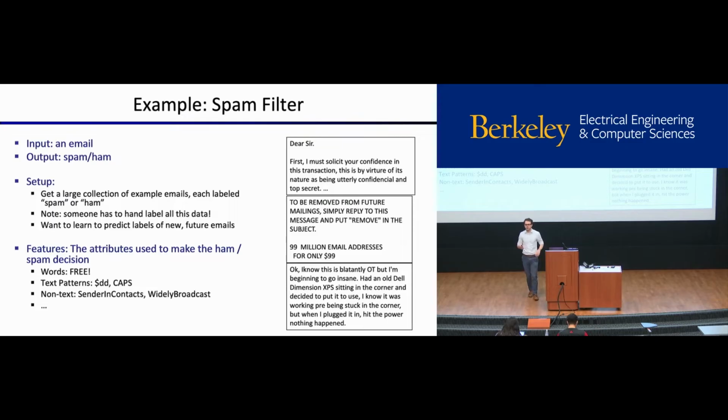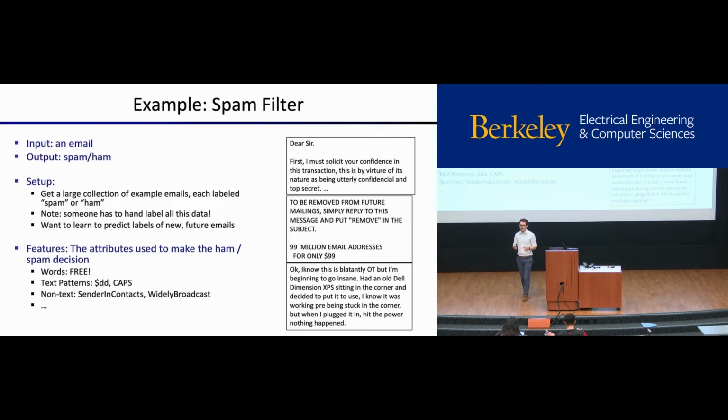So the setup is we're just going to get a big collection of emails, and someone has gone through the trouble, maybe it's a person, of labeling all of these examples. So we have an email, we have a label, it's spam. We have another email, it's a different email. We have another label, it's not spam. So we have this big data set of emails and labels. Someone has to hand label these examples. And now we want to predict the labels of future emails, emails we've never seen before, and we want to see how well we can predict whether it's spam or ham.